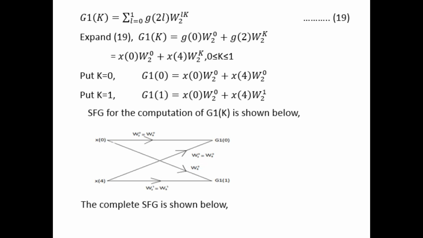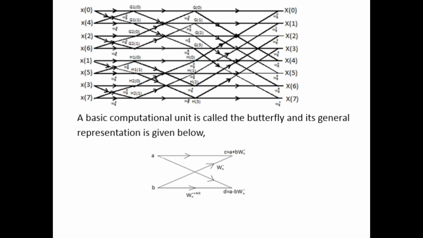So x of 0 and x of 4 are the inputs, g1 of 0 and g1 of 1 are the outputs. The complete signal flow graph is as shown in the next slide. So once again, here it is, bit reversed order, x of 0, x of 4, x of 2, x of 6, x of 1, x of 5, x of 3 and x of 7, and output is in the normal order, x of 0, x of 1, x of 2, x of 3, x of 4, x of 5, x of 6 and x of 7.